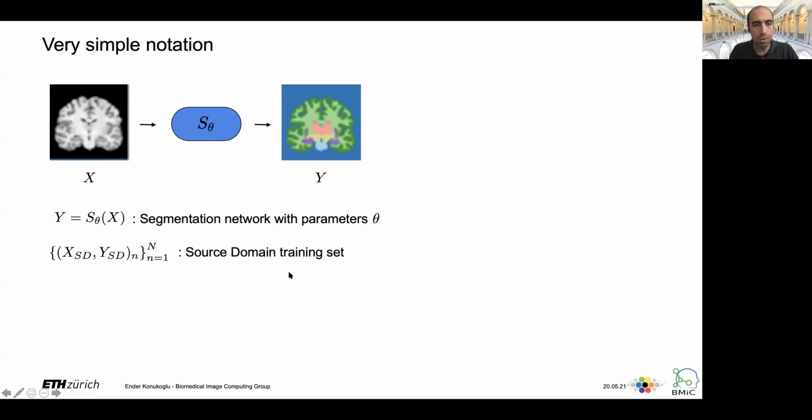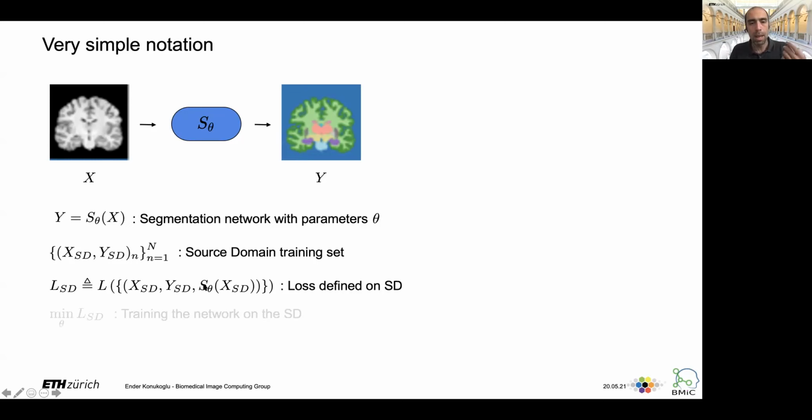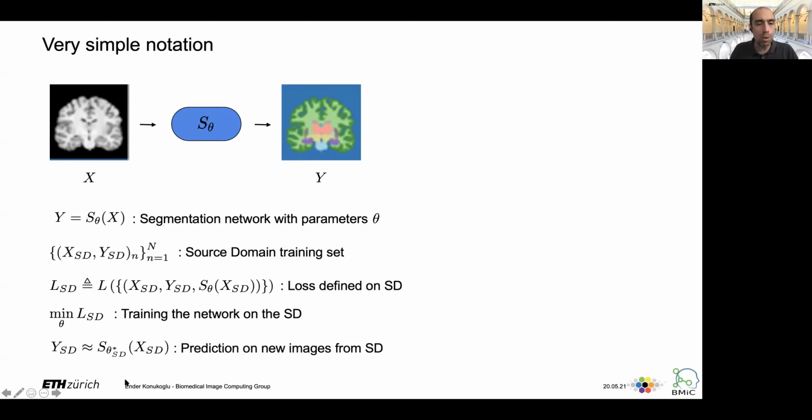I will denote a source domain training set: a set of cases where I have the images and pixel-wise labels, all acquired with the same protocol, so they're called the source domain images. I can define a loss on them, meaning a loss that looks at the ground truth segmentations, looks at the predictions of the neural network, and computes the difference between them. By training the algorithm, I mean I find the best parameters that will reduce that loss on the source domain. And now I'm happy. Using the best parameters that I figured out, I can feed any image in and get out the segmentations.